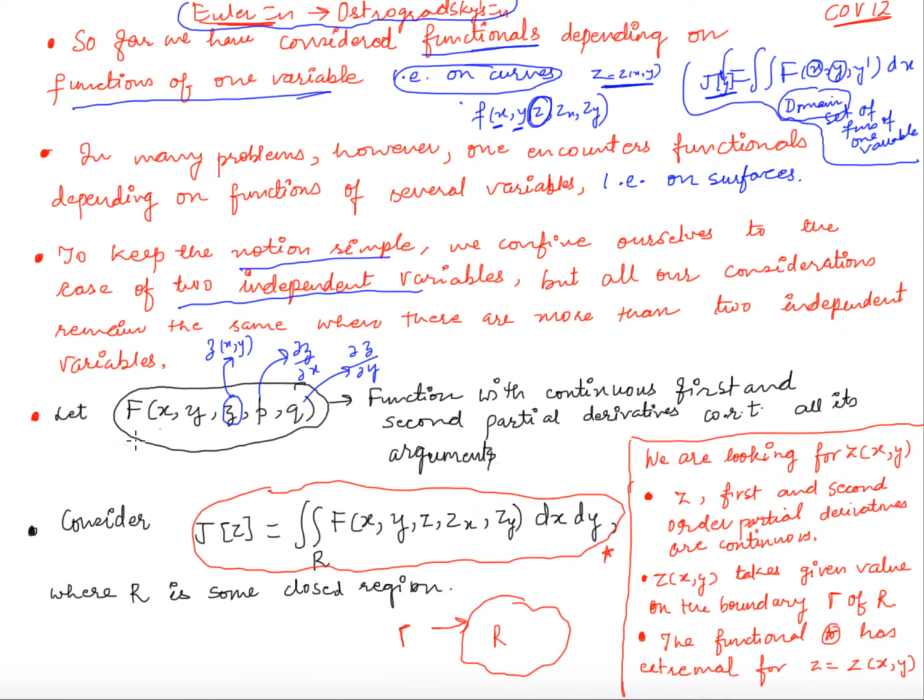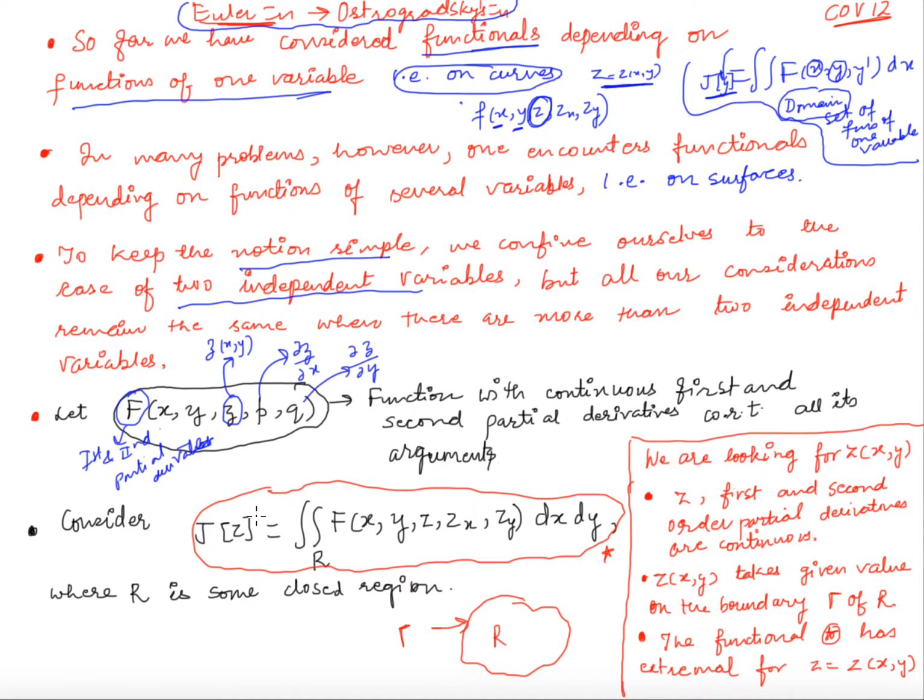We have this function capital F. This function is such that it has first order and second order partial derivatives with respect to all its arguments, x, y, z, p and q. The first and second order partial derivatives should be continuous. This is our assumption on the function F.